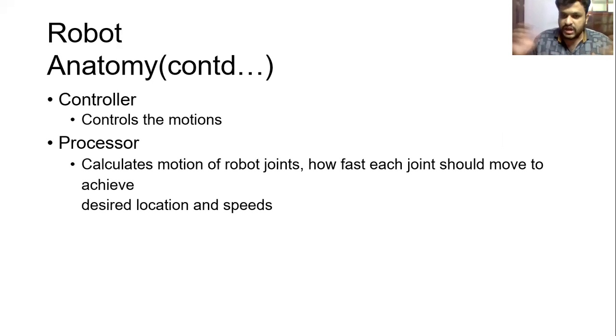These are used to control the motions of our robot. And what is a processor? Processor is similar to a computer. It calculates how fast the robot joints have to move, how fast the links have to travel, what should be its motion, and what should be its path. Desired locations and speeds are calculated by the processor.